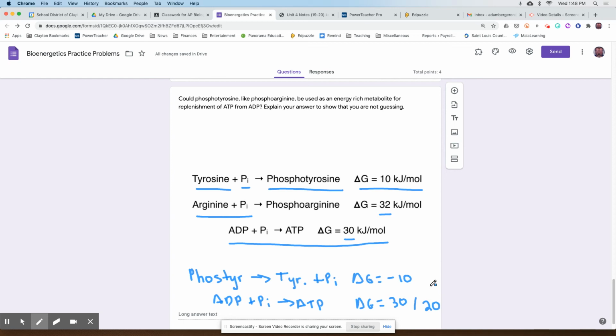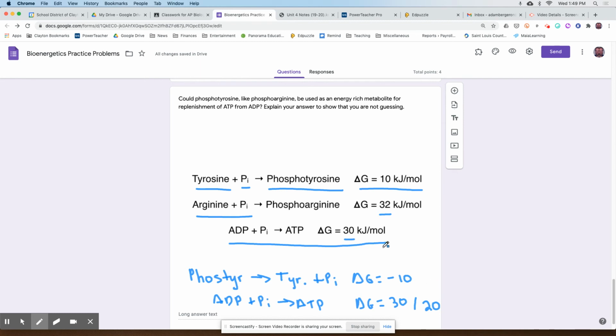That's not energetically favorable. So what that's telling us is that even if I were to break down phosphotyrosine and use that phosphate group as a source of biochemical energy, there isn't enough energy stored in that phosphate group if I were to transfer it to ADP to make ATP in an energy efficient manner. So phosphotyrosine is not going to work.